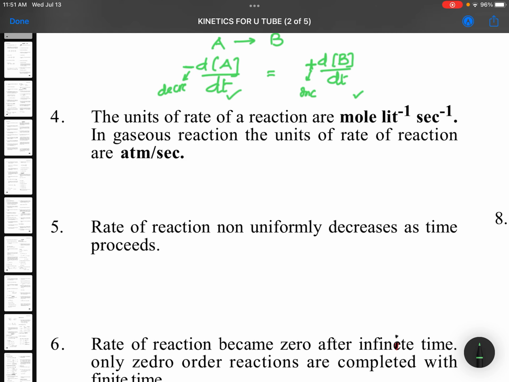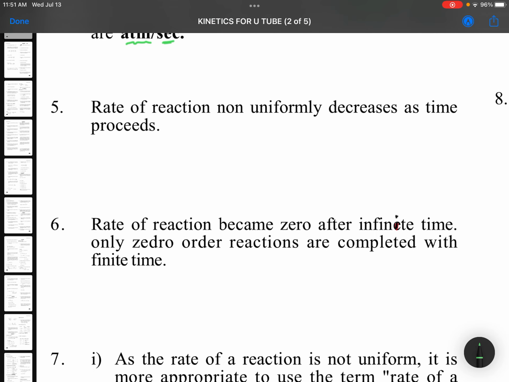The units of rate of reaction are moles per liter, that is for concentration, and per second, this is for time. In a gaseous reaction, if you are discussing pressure, the unit is atm per second. Rate of reaction non-uniformly decreases as time proceeds. So we can say it will be decreasing like this, non-uniformly.